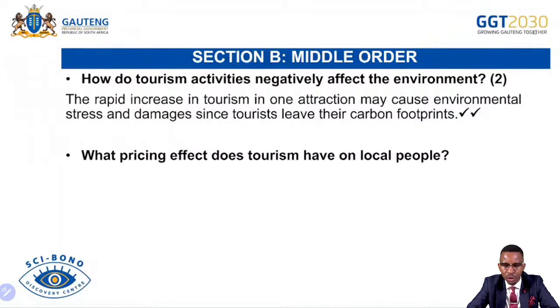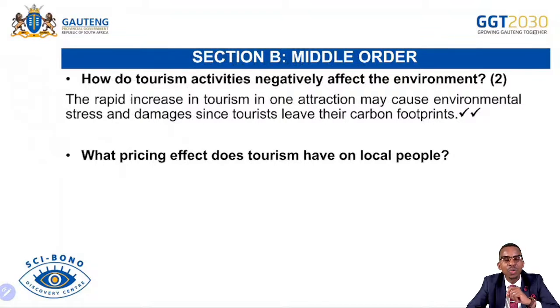What pricing effect does tourism have on local people? If ever in your area there's a particular attraction, normally you come across more tourists visiting the area. For that reason, businesses in the area will increase their prices, because they know that the area is good for tourism, and tourists do not have much choice. They will buy goods and services in the area at the higher price, because there is no alternative market available. For that reason, local people will also be affected, because they are also consumers in the area.